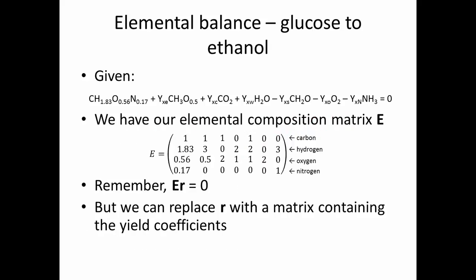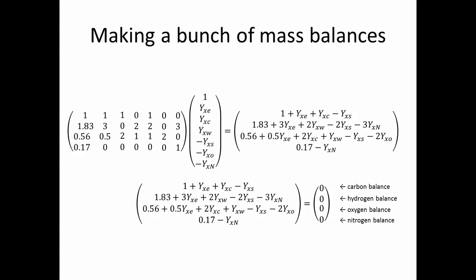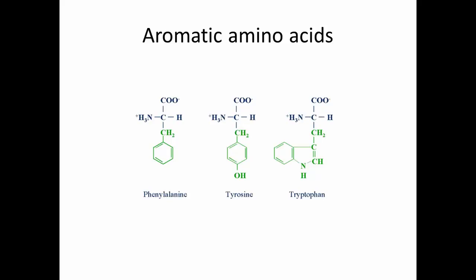So we have our elemental matrix, and we put together our R matrix earlier, and we can also change R into a matrix of yield coefficients. And then with that we make a bunch of different mass balances here. So we do the matrix math, we get a bunch of equations, we set these equations all equal to 0, and that gives us a bunch of mass balances for each element.